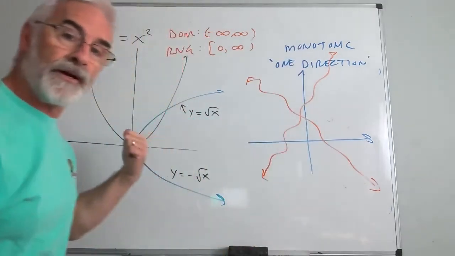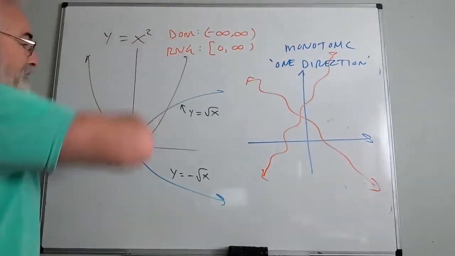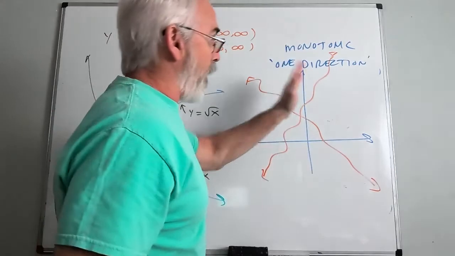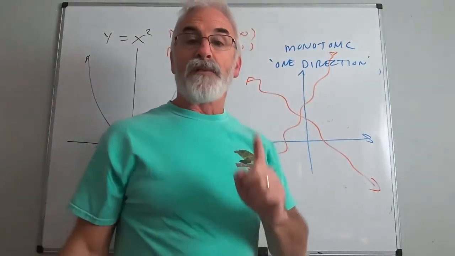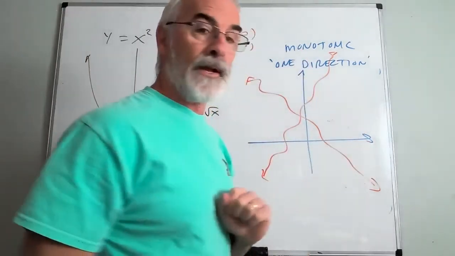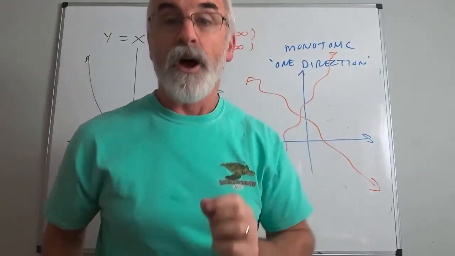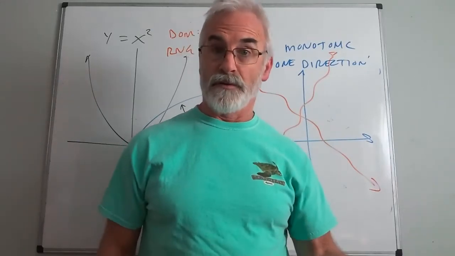A parabola is not monotonic. It's going in 2 directions, right? It's going downhill for part of it. It's going uphill for part of it. I have to be always going uphill or always going downhill to be monotonic. If I take the inverse of a monotonic function, in other words, if I flip it over the line y equals x, its inverse will still be monotonic, meaning its inverse will be a function. Only monotonic functions have inverses that are also functions.